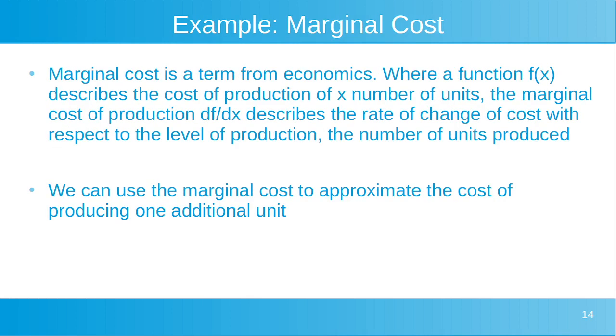So in this example, we're going to talk about marginal cost. Marginal cost is a term from economics, where a function f of x describes the cost of production of x number of units. The marginal cost of production, df/dx, describes the rate of change of cost with respect to the level of production, so the number of units produced. And we can use the marginal cost to approximate the cost of producing one additional unit.